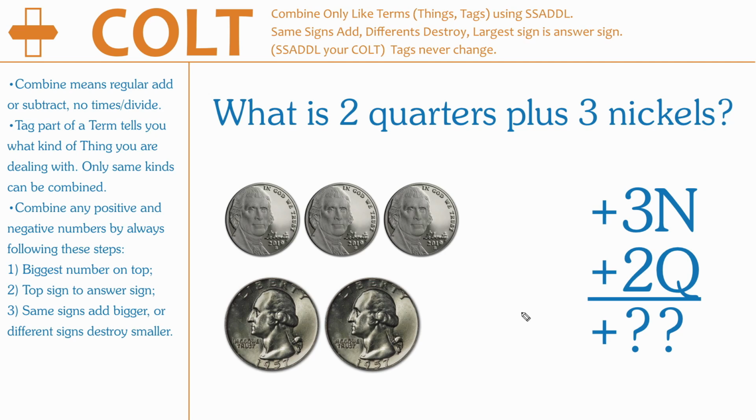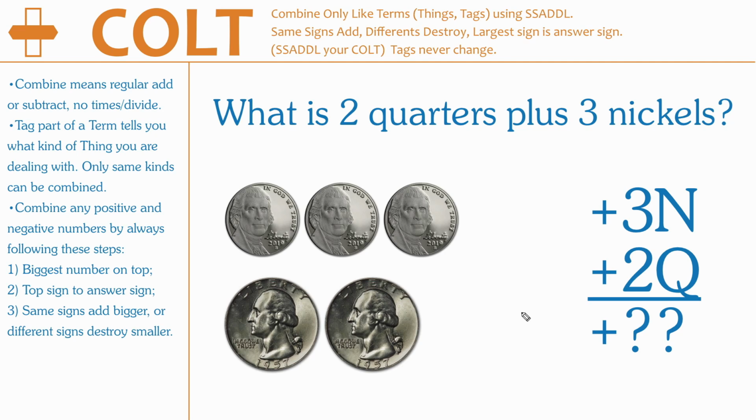Before you can add numbers, you already have a gut feeling that they have to be representing the same kinds of things. 3 nickels plus 2 quarters just doesn't make sense until you translate them both into pennies. 2 quarters is 50 cents. 3 nickels is 15 cents. The answer is then 50 plus 15, 65 cents.